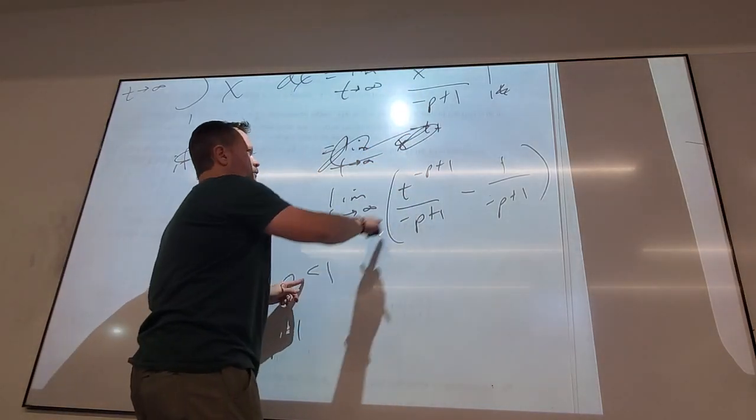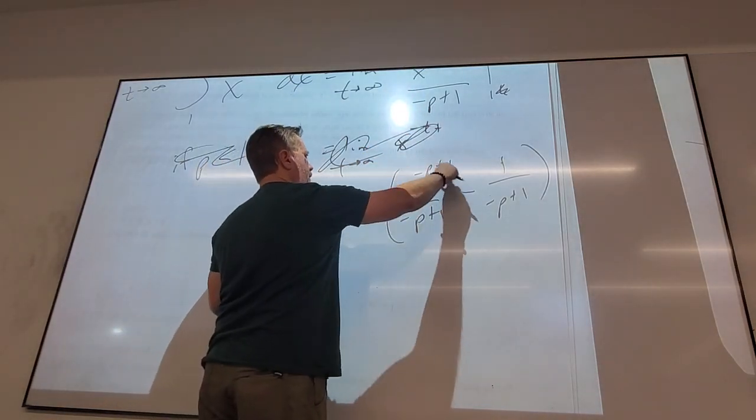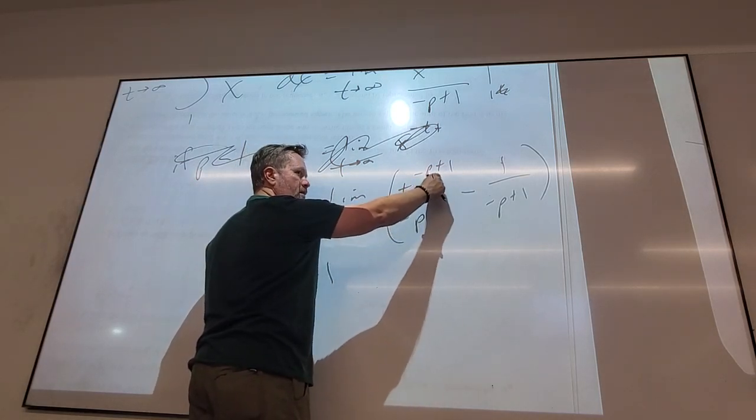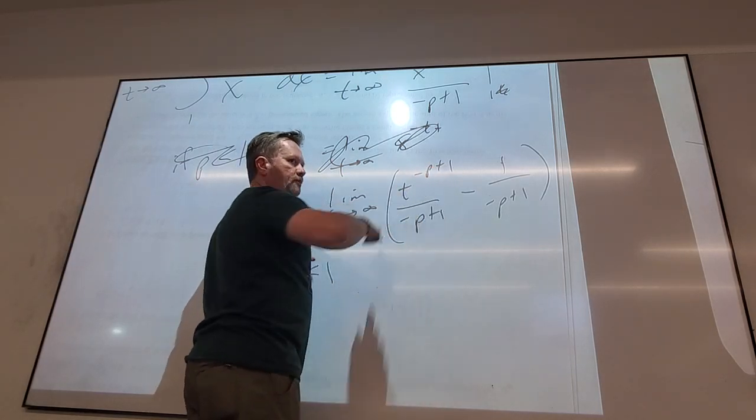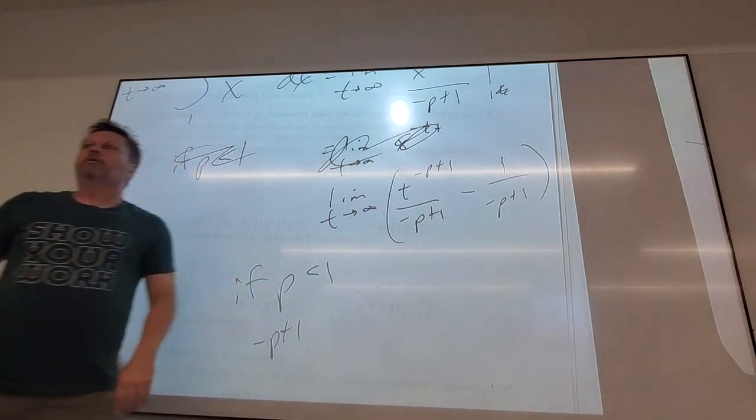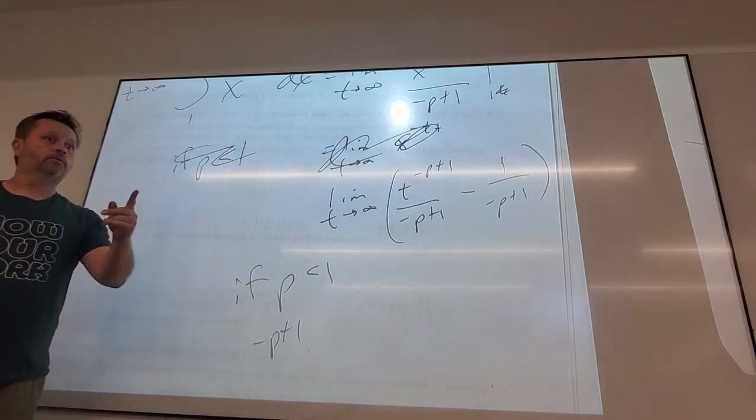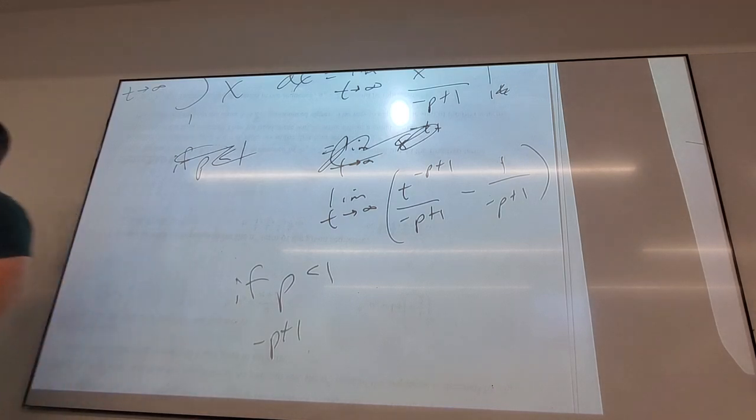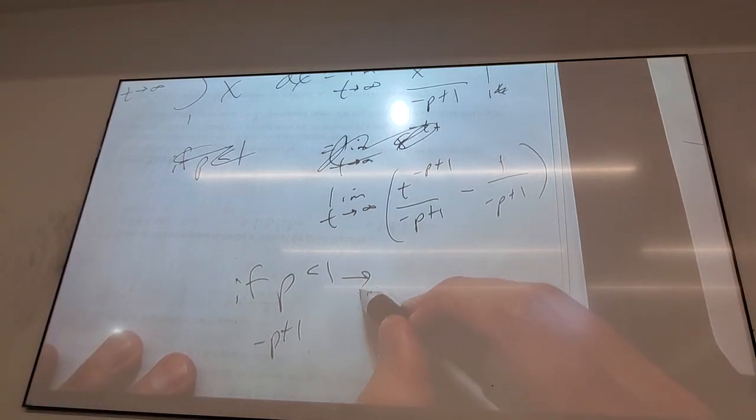Now if p is less than 1, that leads to this having a positive power, and when I let t go to infinity, what's t to a positive power do? It goes to infinity, yes? So if p is less than 1, this thing is divergent.